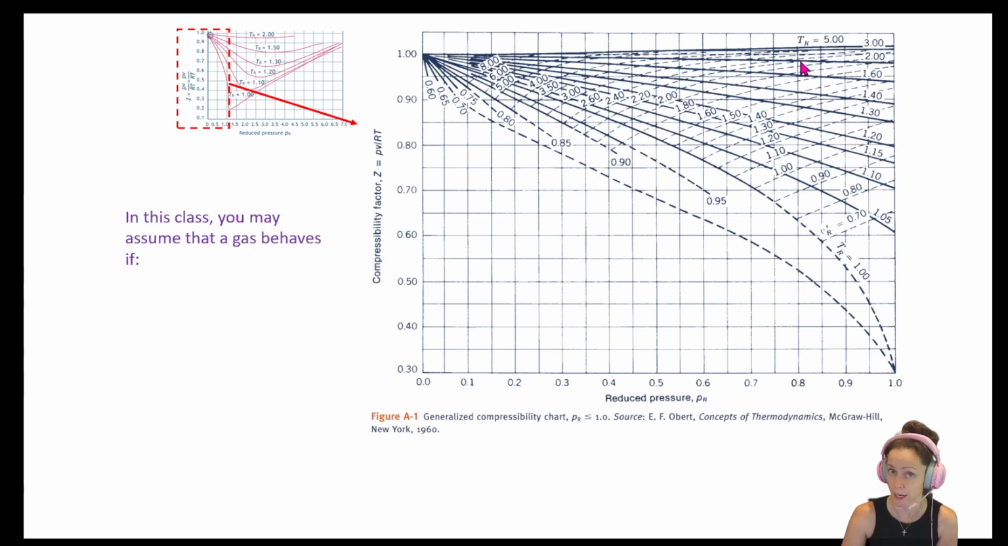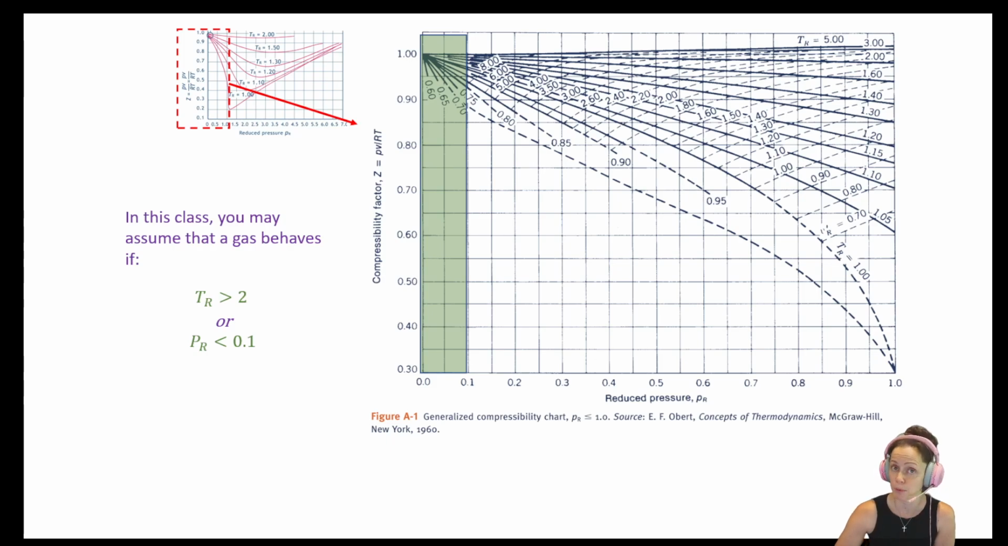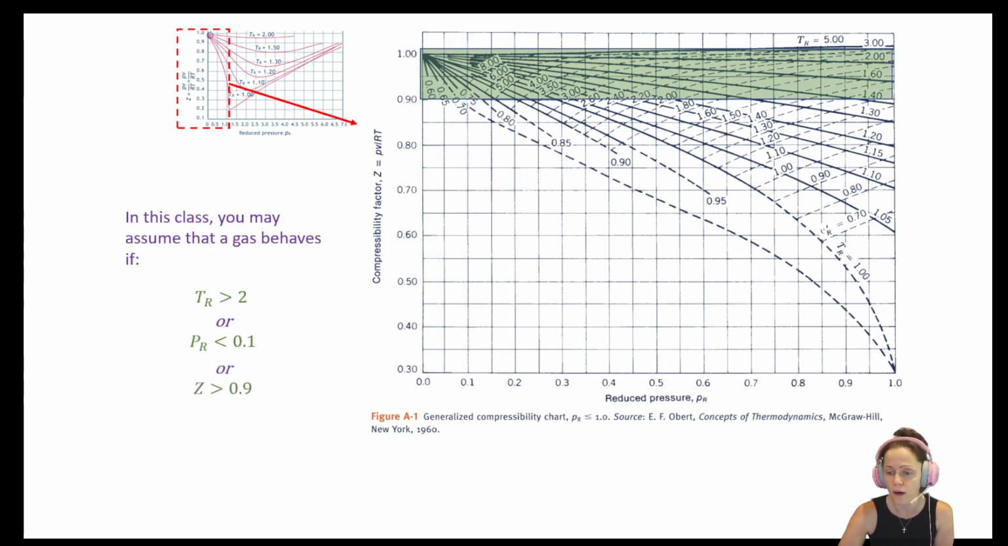High TR values, high reduced temperatures. Remember, the reduced temperature is T over T critical. And at very low reduced pressures, which is P over the critical pressure, you're going to tend to be close to that Z value being equal to 1. So in this class, if you've got a reduced temperature over 2, or a reduced pressure that's less than 1, or you're just close to that Z value being around 1, so we'll do a cutoff of 0.9, then we'll say we have an ideal gas.